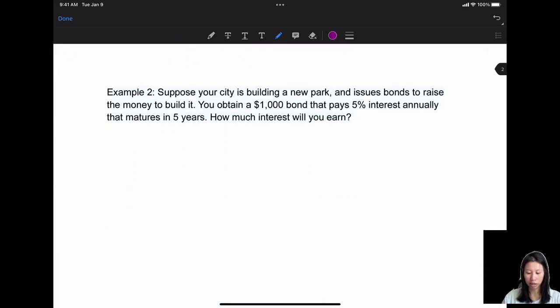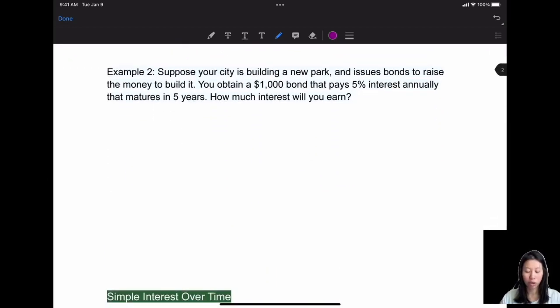Okay, the second example. Suppose that your city is building a new park and issues bonds to raise the money to build it. You obtain 1,000 bonds that pay 5% interest annually and mature in 5 years. How much interest will you earn? Okay, so this is a really interesting question. Since the bond pays interest annually, right?